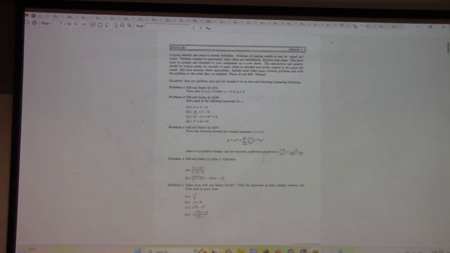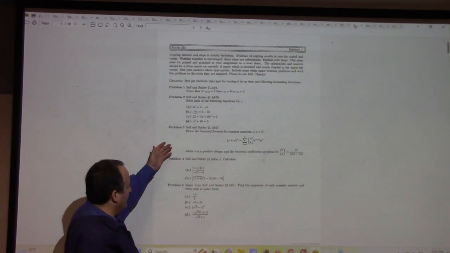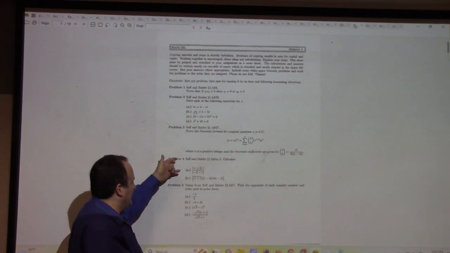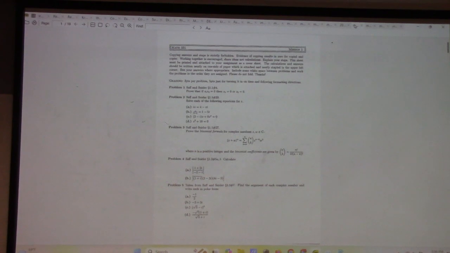Let's see here. So let us go back to the homework. What do we do in homework 1? We solved equations, we proved a binomial formula, we calculated magnitudes, we put things in polar form. All these things are still with us. What else did we do?